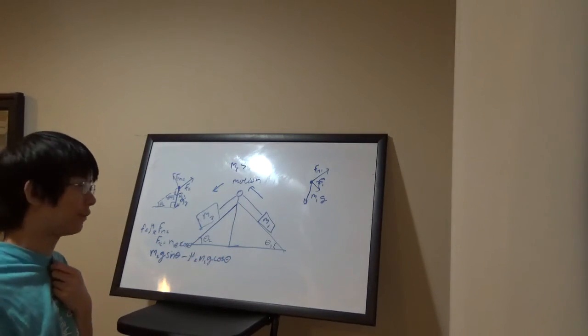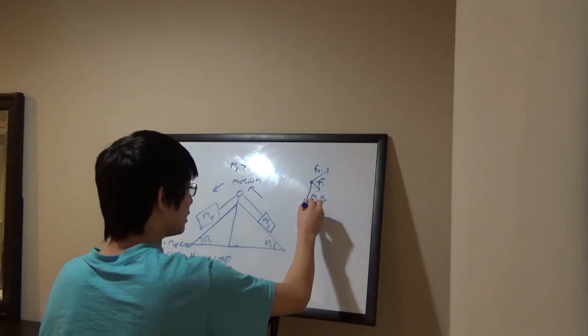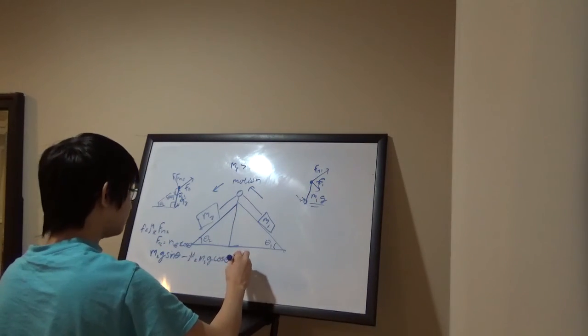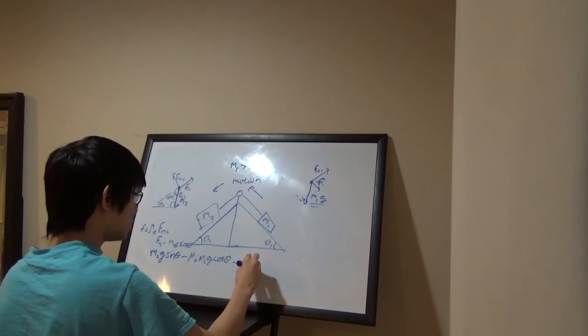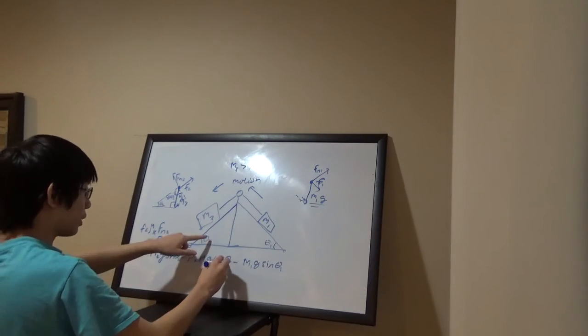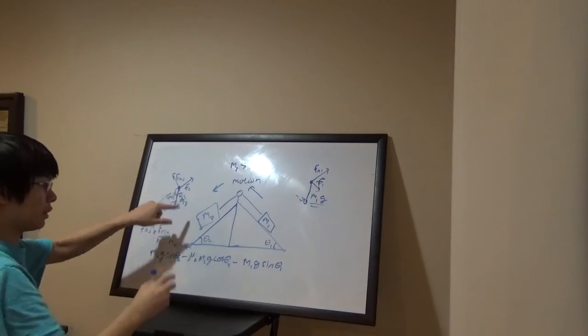So what more do we have to subtract? Well, we have to subtract this component that's in this direction, because it's pulling down this way. So we'll subtract, and that would be m1g sine theta 1. Oh, this is theta 2 because we were working on this side with only this angle, theta 2.